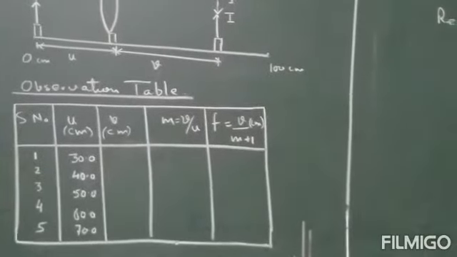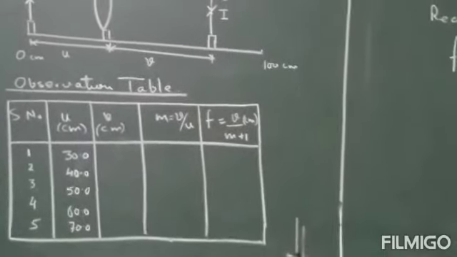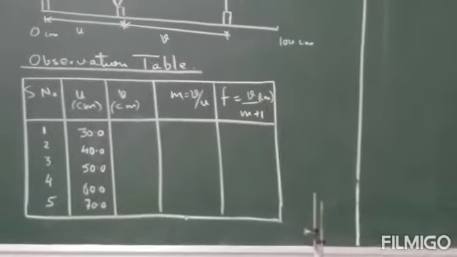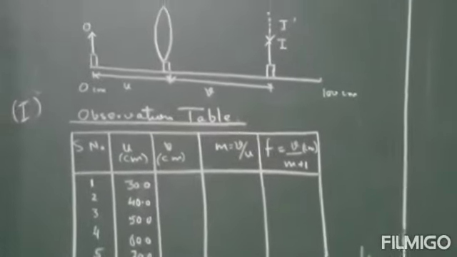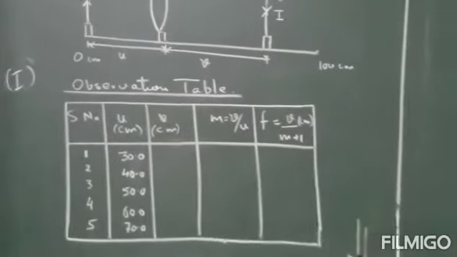In the same way, for other positions of the lens, that is 40, 50, 60, 70, you're going to record the position of the image pin, that is V. And you're going to substitute these values in the observation table, and thereafter you have to calculate the value of M and F.